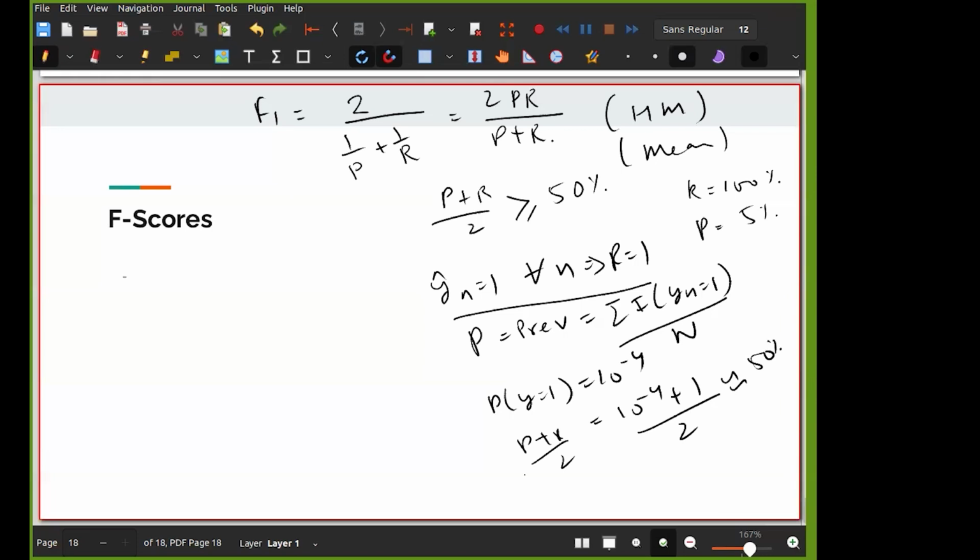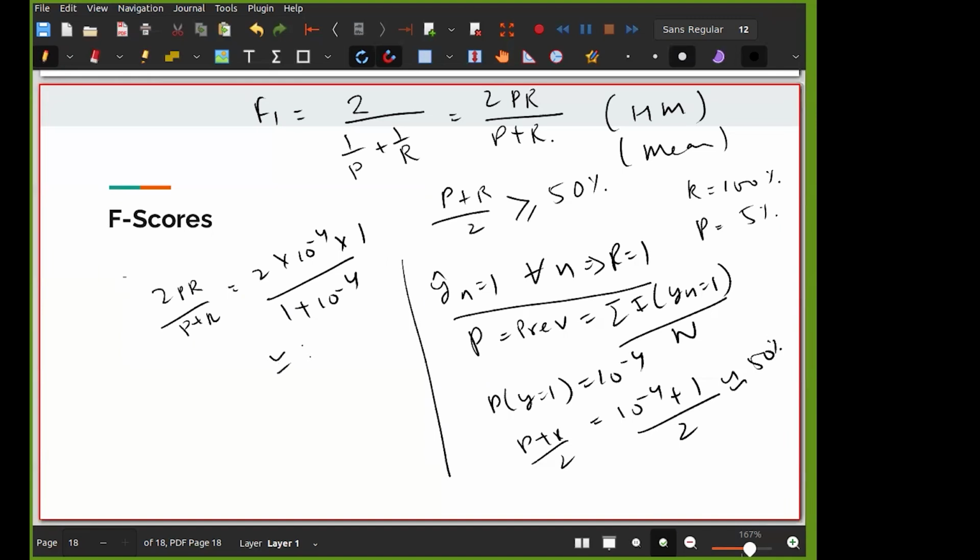By contrast, if you try to find the harmonic mean for this, what will it be? 2pr by (p plus r), which will be equal to 2 into 10 to the power minus 4 into 1 divided by (1 plus 10 to the power minus 4). And this will come out to be around 0.02%. But in general, harmonic mean is more conservative.